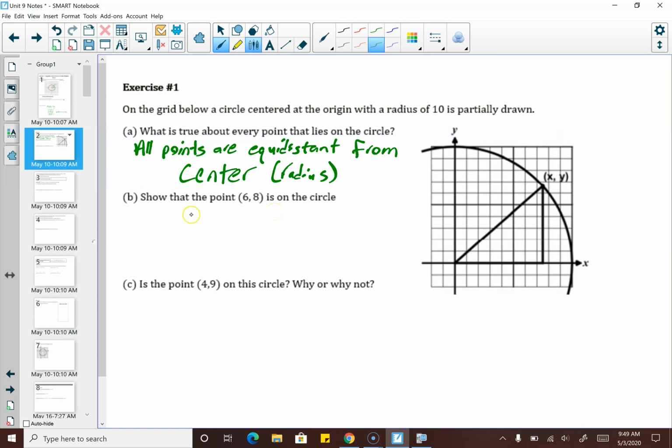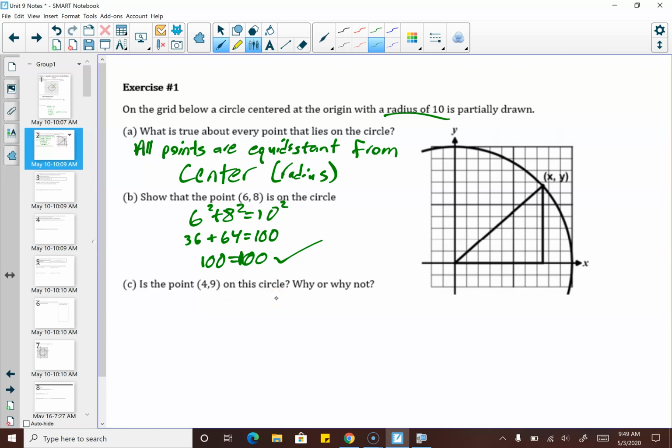Okay, so show that the point 6, 8 is on the circle. So just like we did in the last one, we're going to use our Pythagorean theorem. So 6 squared plus 8 squared should be equal to our radius squared, which they told us here was 10. 6 squared is 36. 8 squared is 64. 10 squared is 100. 36 plus 64 is 100. So 100 equals 100. So that checks out, and 6, 8 would be on our circle. Is the point 4, 9 on the circle?